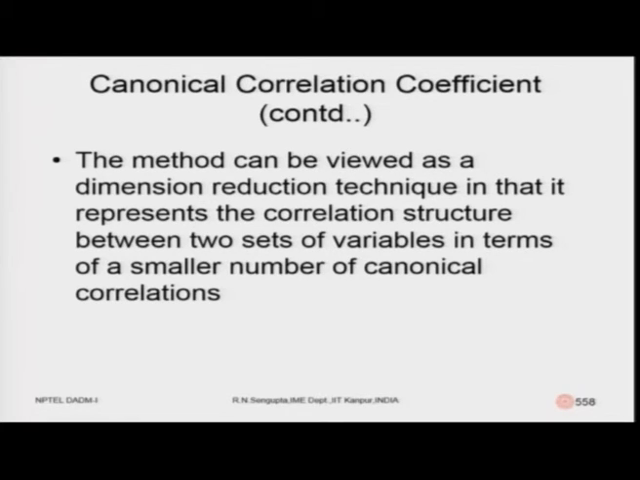This method can be used as a dimension reduction method. So, you are trying to reduce the dimension, still maintain the level of correlation, such that you are able to glean the maximum set of information. It is a reduction technique, in that it represents the correlation structure between two sets of variables in terms of a smaller number of correlation coefficient values which would be coming out from the eigenvalues and the eigenvectors.